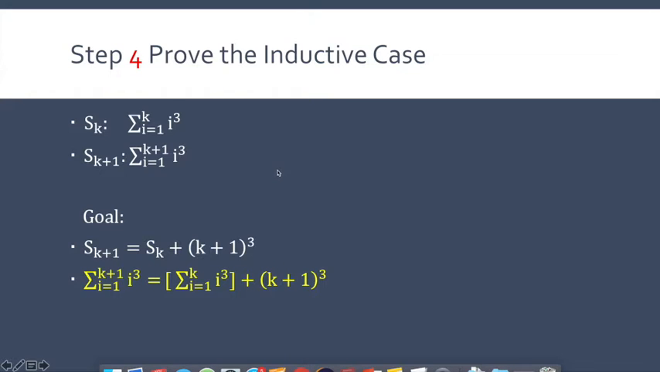So here we are at the last step, which is to prove the inductive case. The goal is to prove S of k plus 1 equals S of k plus (k plus 1) to the third power. So by substituting the expressions from the previous slide, we have this long equation. The left hand side is S of k plus 1, and the right hand side is S of k plus (k plus 1) to the third power.